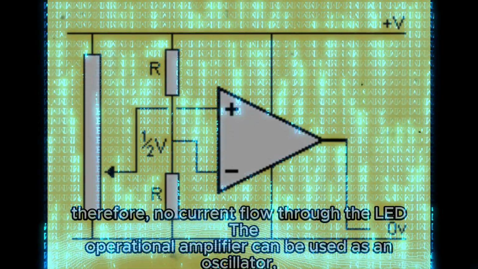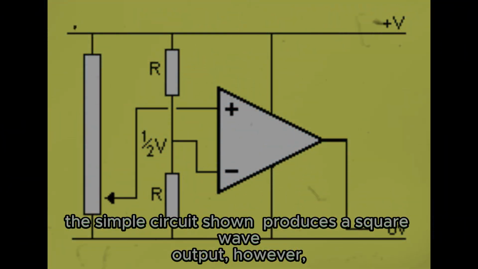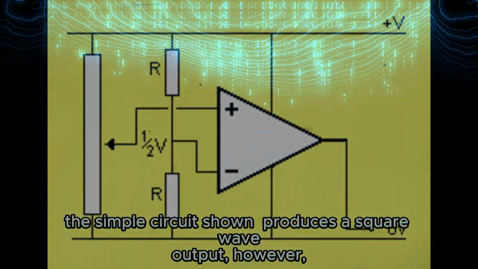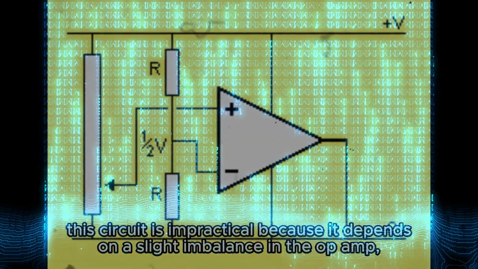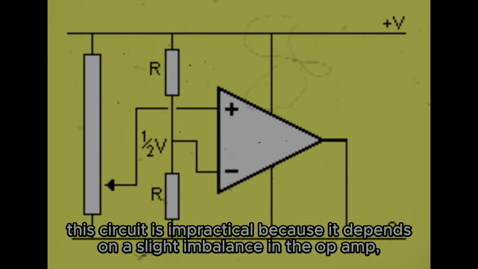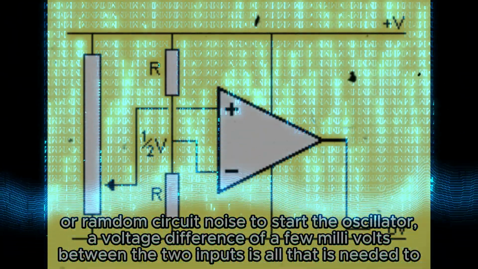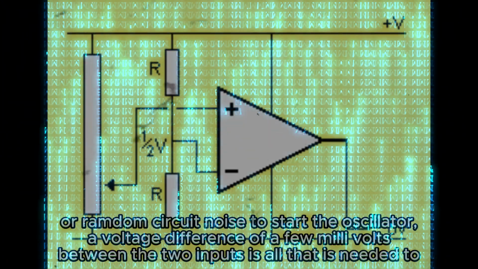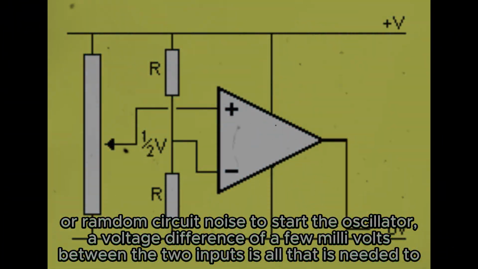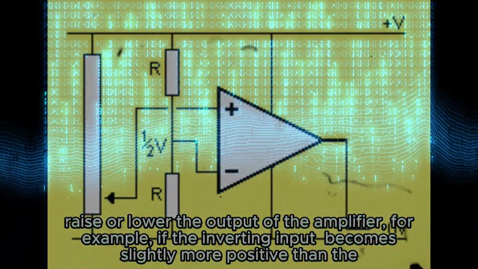The operational amplifier can be used as an oscillator. The simple circuit shown produces a square wave output. However, this circuit is impractical because it depends on a slight imbalance in the op-amp or random circuit noise to start the oscillator. A voltage difference of a few millivolts between the two inputs is all that is needed to raise or lower the output of the amplifier.